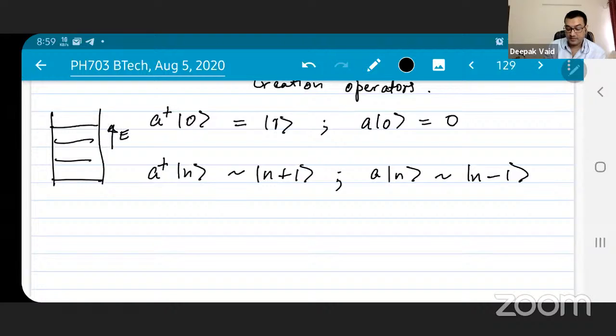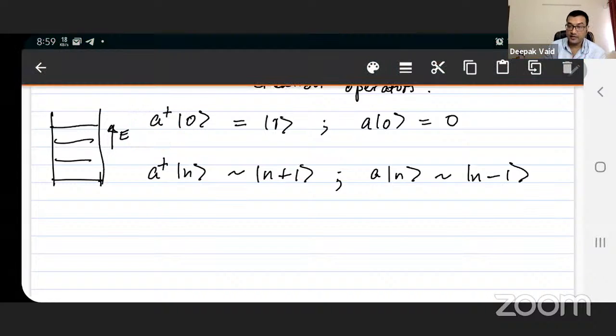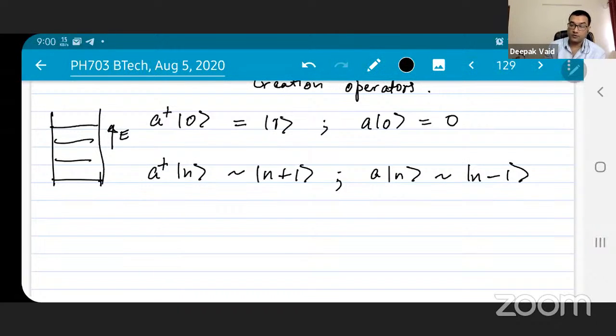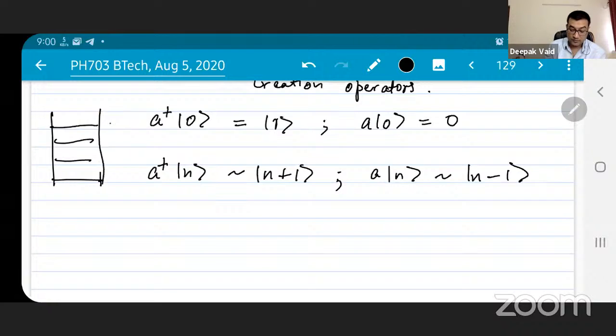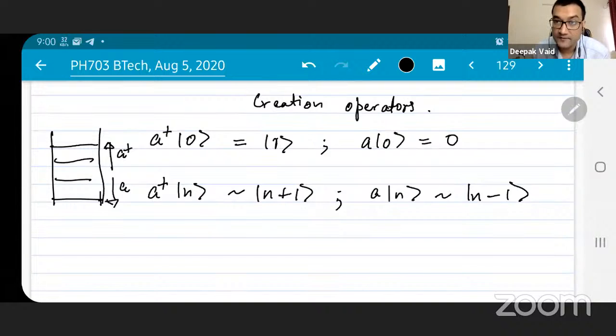So this is the energy, and if you want to climb up the ladder of energy, you apply A dagger repeatedly. If you want to go up, you apply A dagger. If you want to go down, you apply A. Each time you apply the operator, you go up or down by 1 step. We will see in tomorrow's class how this happens.